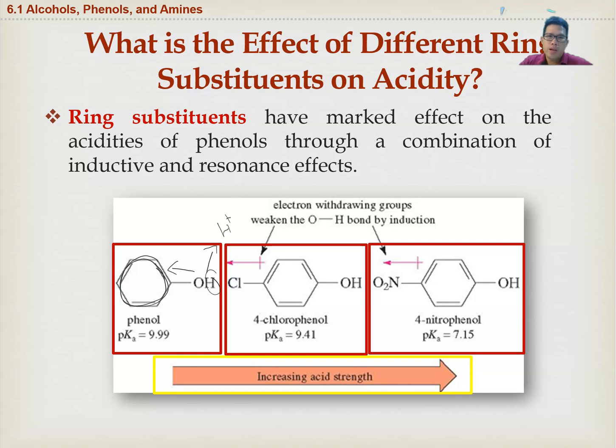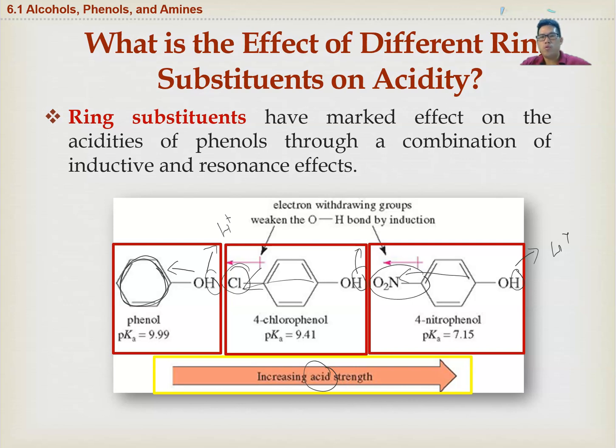The more it pulls, by having one group over here, it pulls stronger and the H comes out more easily. You see, the acid strength increases. This one is even stronger. What happened? It pulls the electron stronger, so the H comes out more easily. That's why the acid strength increases.